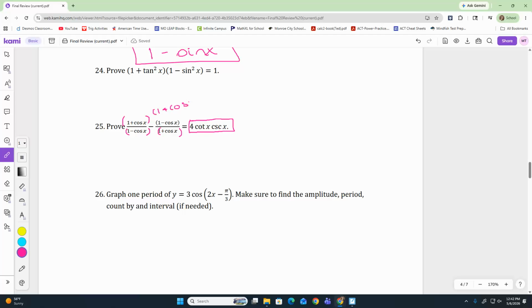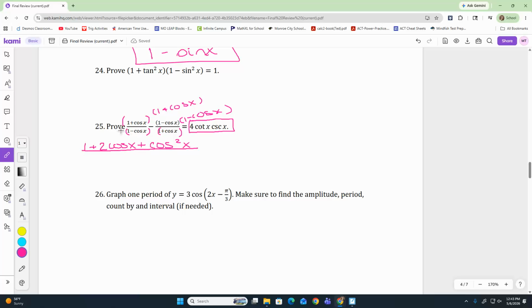So I'll multiply that on top and bottom. The second one needs 1 minus cosine x. We have to do it on top and bottom. So how do you take 1 plus cosine x times 1 plus cosine x? We have to distribute everything out, so FOIL. So we get 1 plus cosine x and plus cosine x would be 2 cosine x plus cosine times cosine is cosine squared.